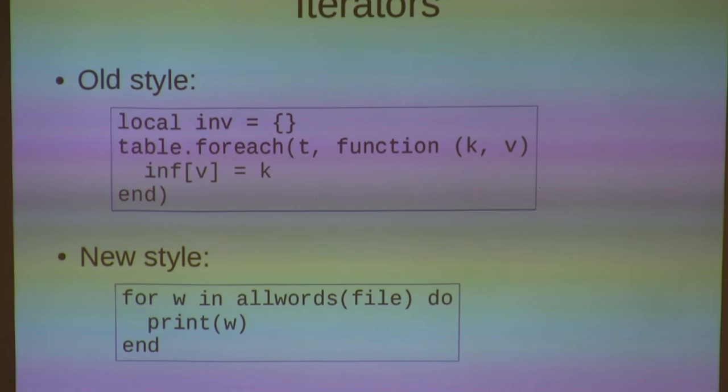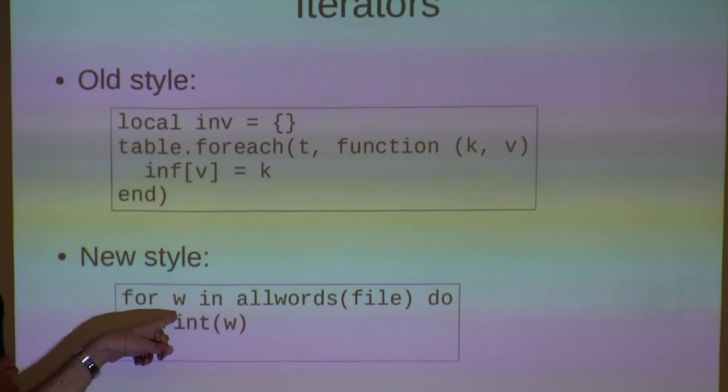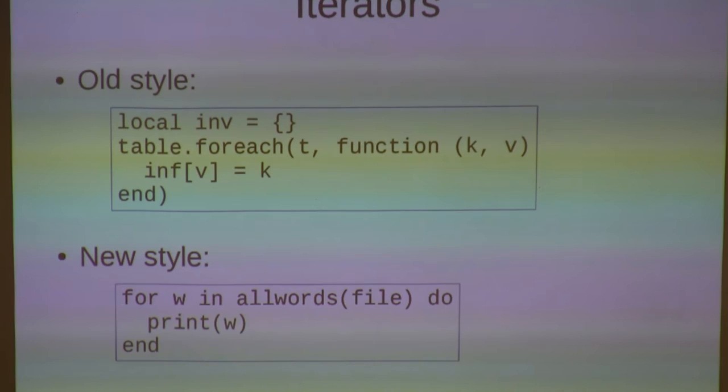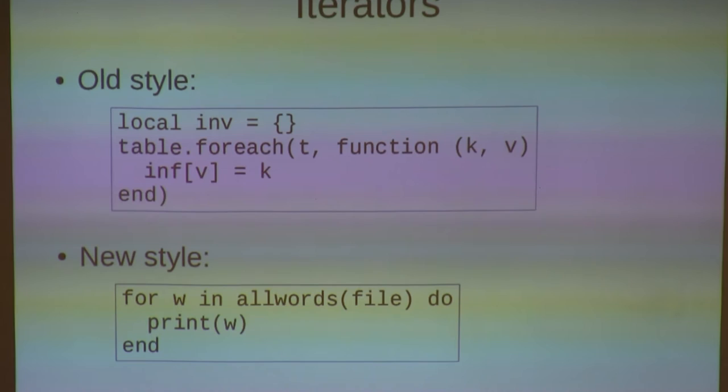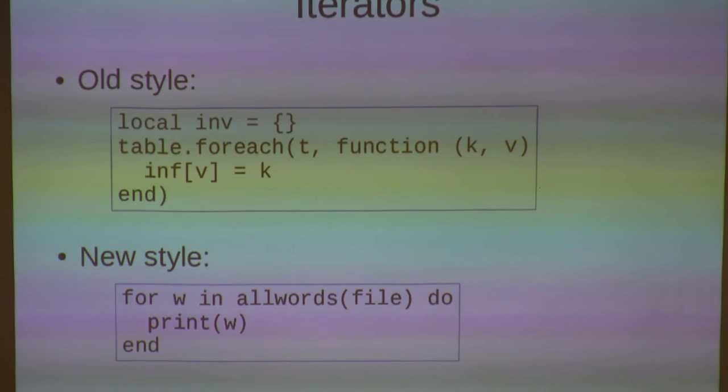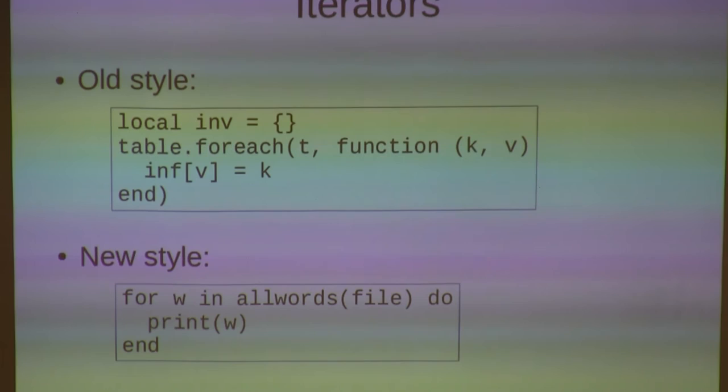We just write for w in all words of a file, print that word. And behind the iterators, what is really going on here is that we have a function that returns a function that each time you call it, returns a new item. So an iterator in Lua, again, is only a function. So again, functions as first class values is a fundamental concept to implement iterators in Lua.